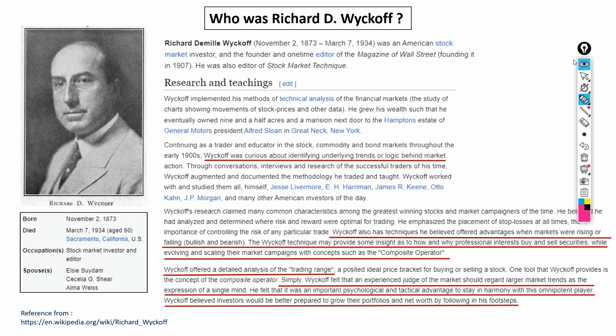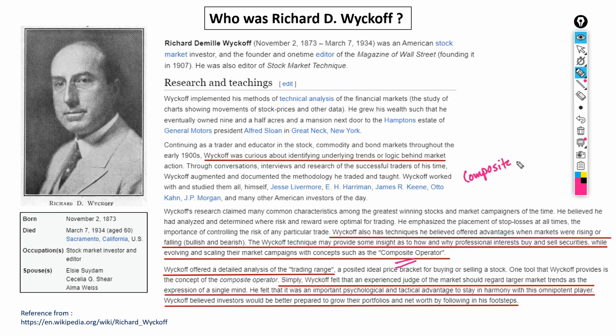Okay, and also yes, he derived a term called composite operator. So we are going to see even this, who exactly is a composite operator, what he means by composite operator or composite man. Okay, composite man. And also he offered a detailed analysis of trading ranges. So we are going to see some examples of detailed analysis of trading ranges. And yes, let's move on.